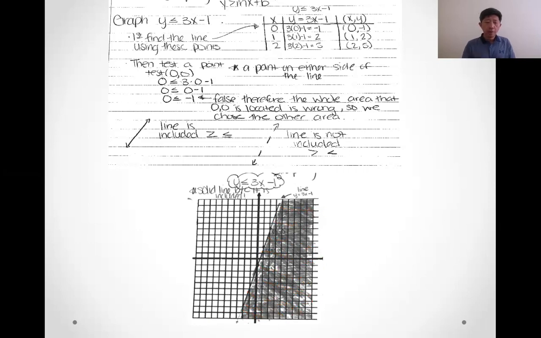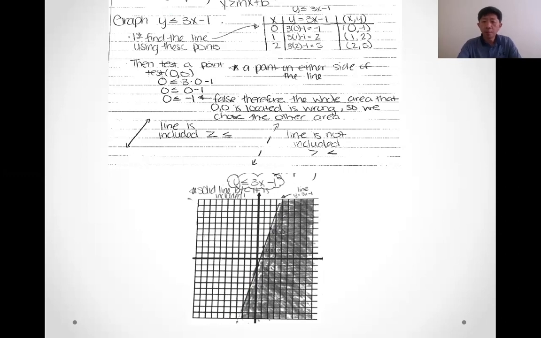So now, final check. I have to do the final check. Does this line get covered or not? If a line is included, then we have a solid line. If there's no equal sign, then we will do a dashed line. We'll do a dashed line like this. Okay.